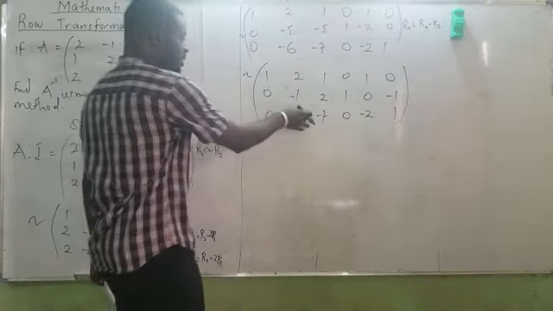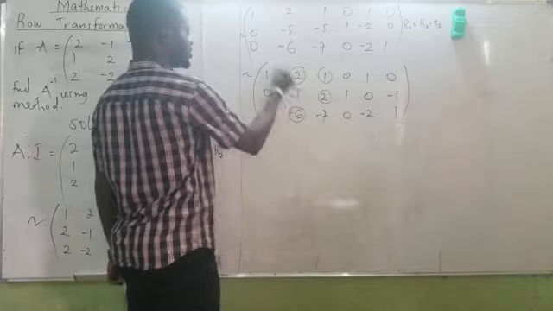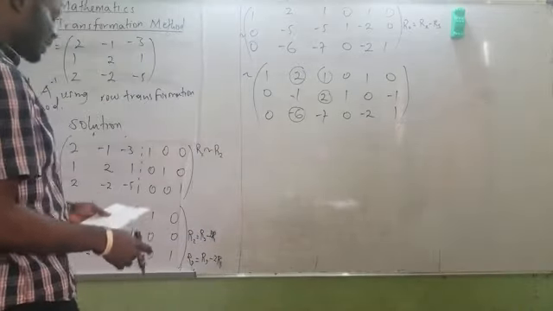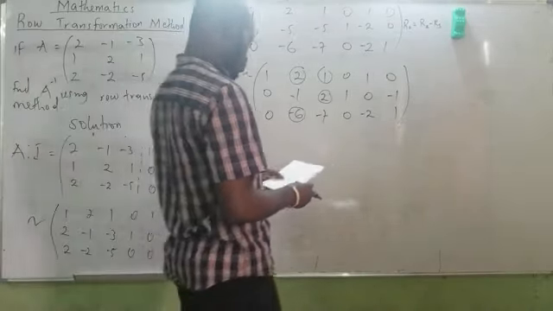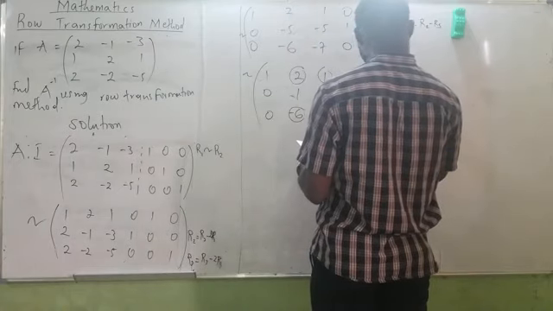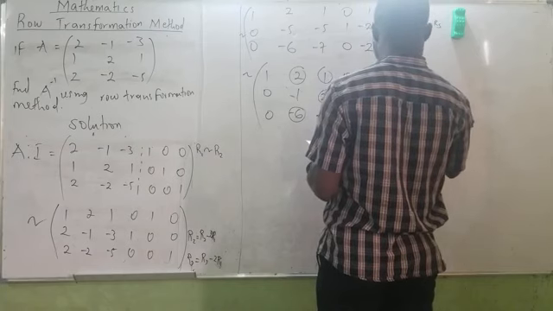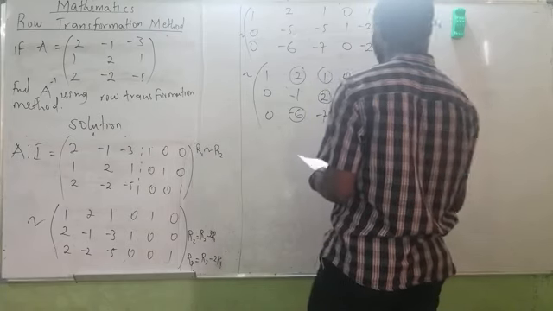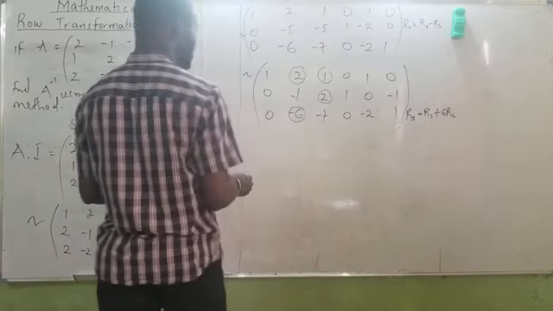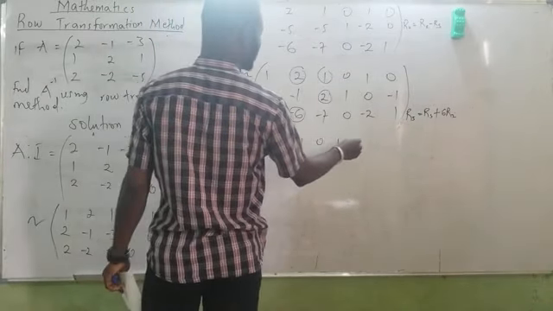Now, this one, I don't need it. And also this one. It means I can say that my row 3 equals to row 3 plus 6 row 2. I can also say that, and which I'll be having 1, 2, 1, 0, 1, 0.